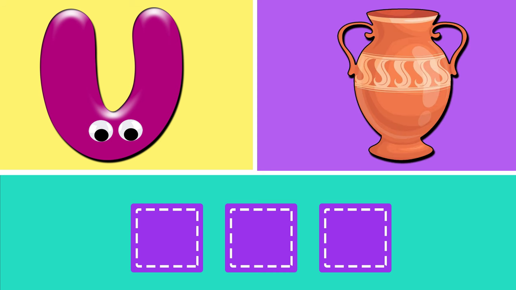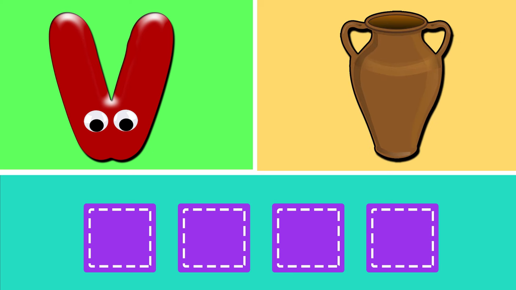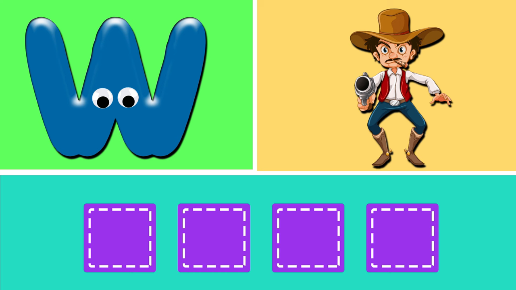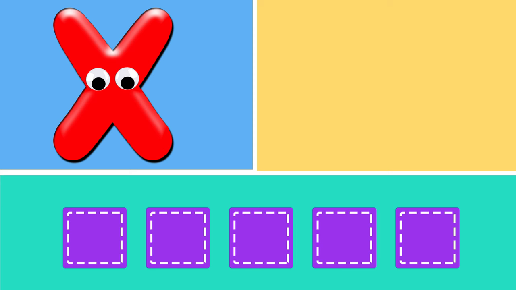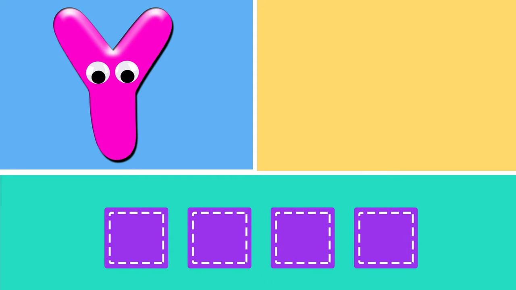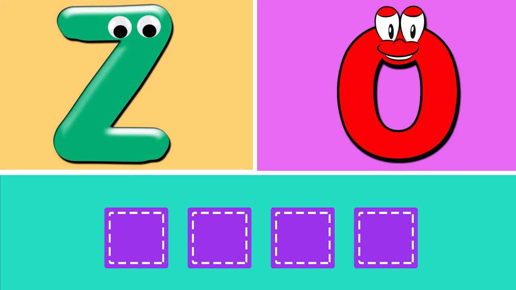Arm. Vase. V, A, S, E. West. W, E, S, T. Zeros. X, E, R, O, S. Yarn. Y, A, R, N. Zero. Z, E, R, O.